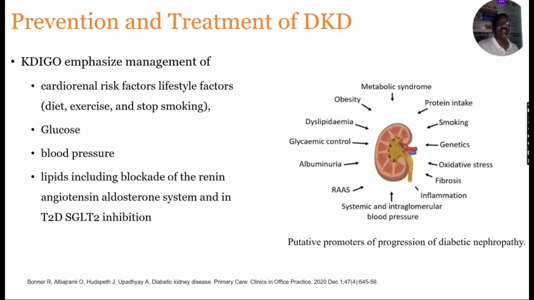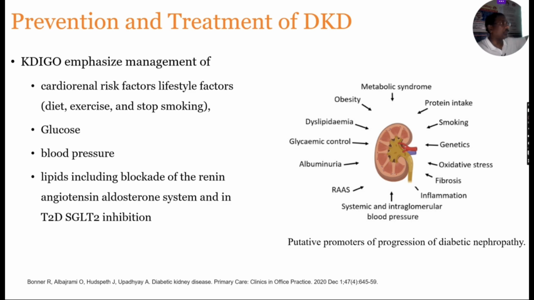So prevention and treatment of DKD. Management of cardio-renal risk factors, lifestyle factors like diet, exercise, stop smoking. These are very important. Glucose estimation is very important. So keep the glucose and the blood pressure under control. Keep the lipids also under control. Okay. Blockade of the renin-angiotensin-aldosterone system and, in type 2 diabetes, SGLT2 inhibition. I will tell you about SGLT2 inhibition at a later time.